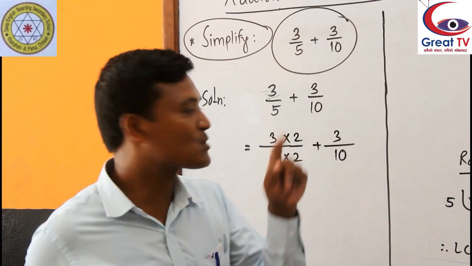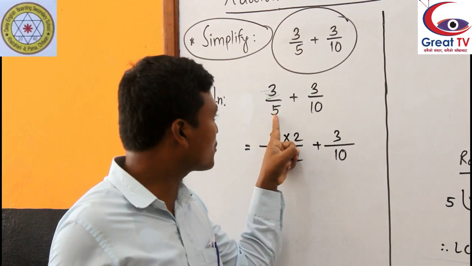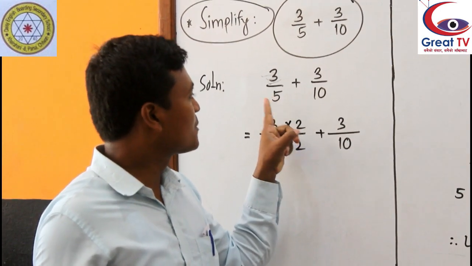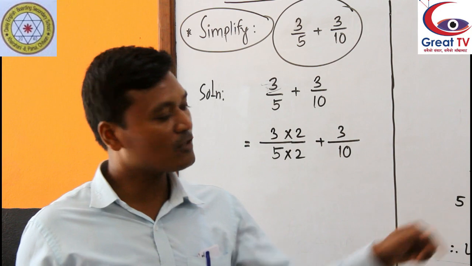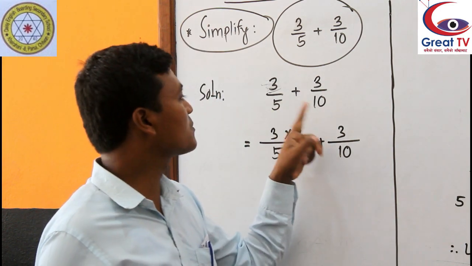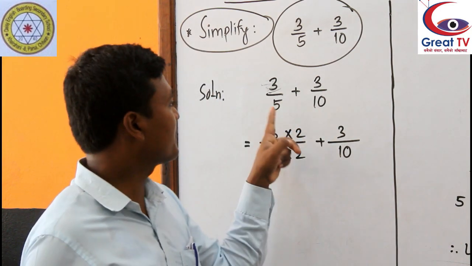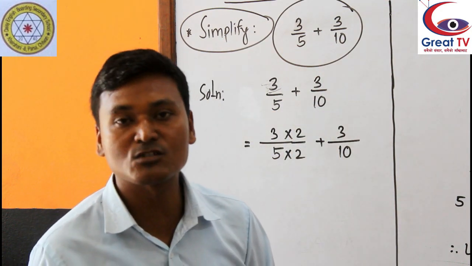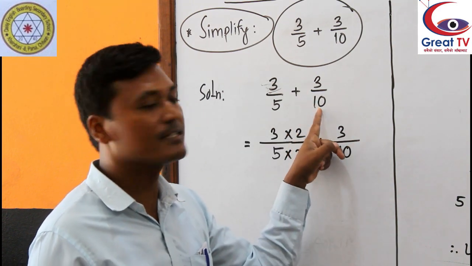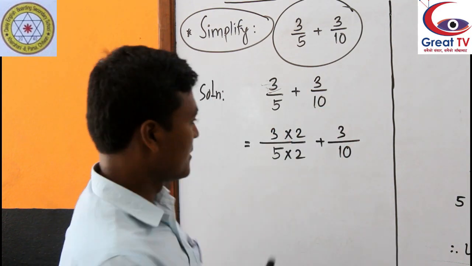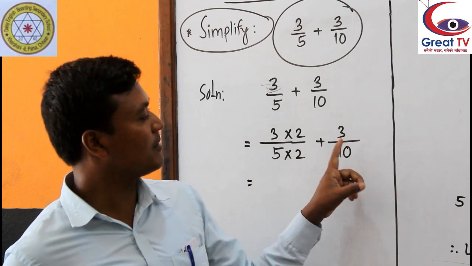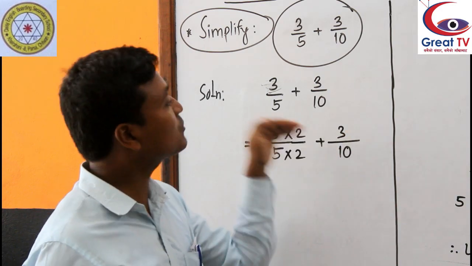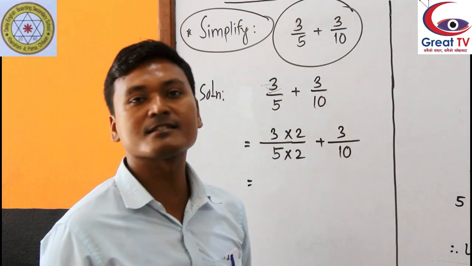Now our target is to make equal denominators. To make equal denominators, it means we must make the denominator same. To make the denominator same, we have already calculated the LCM, that is 10. We have to make both denominators equal to 10. The first denominator we made 10 already, and the second denominator is already 10. So it's not necessary to make it 10 again. You can multiply by 1 also, no problem, but it's already 10. Our target is to make 10, so it's not necessary to multiply.